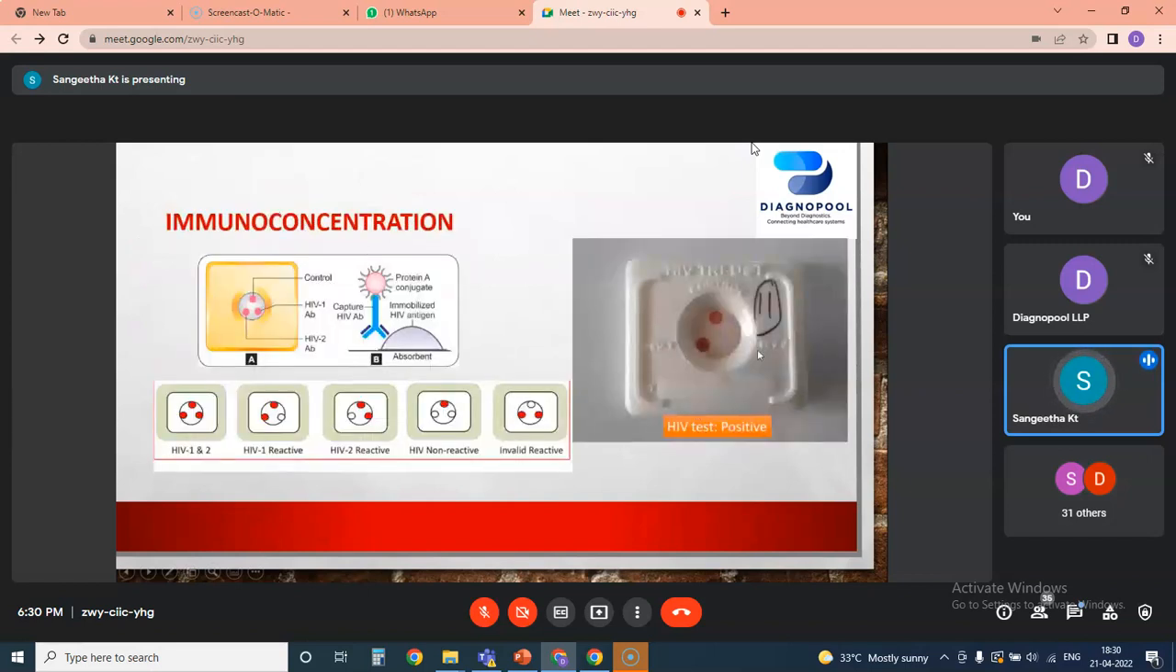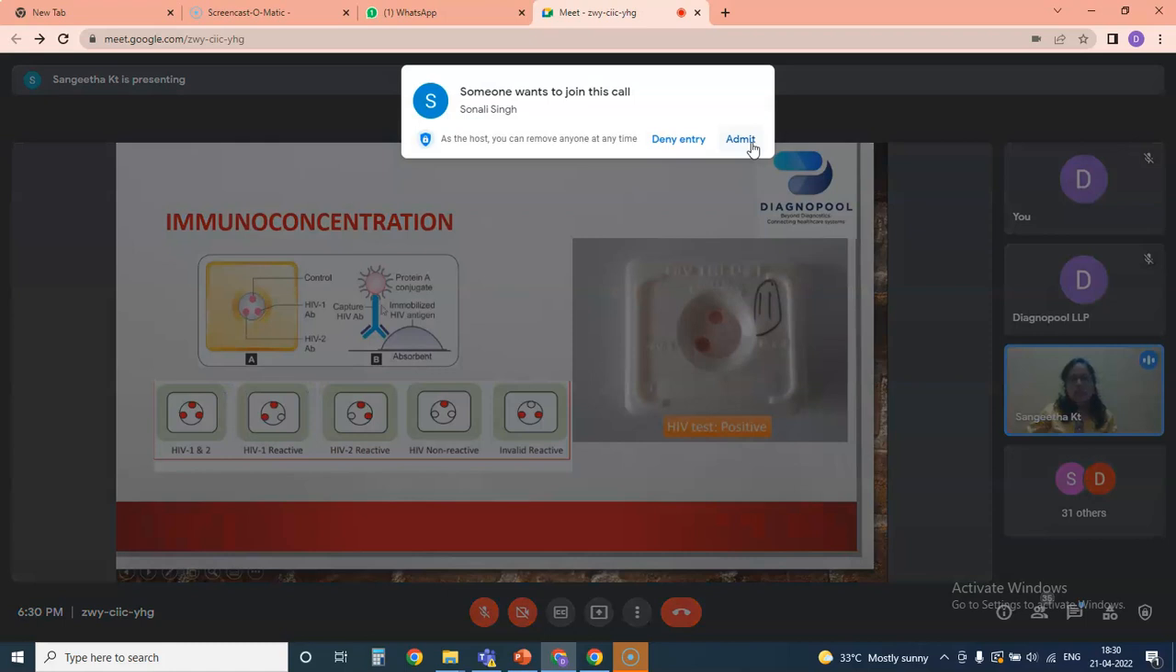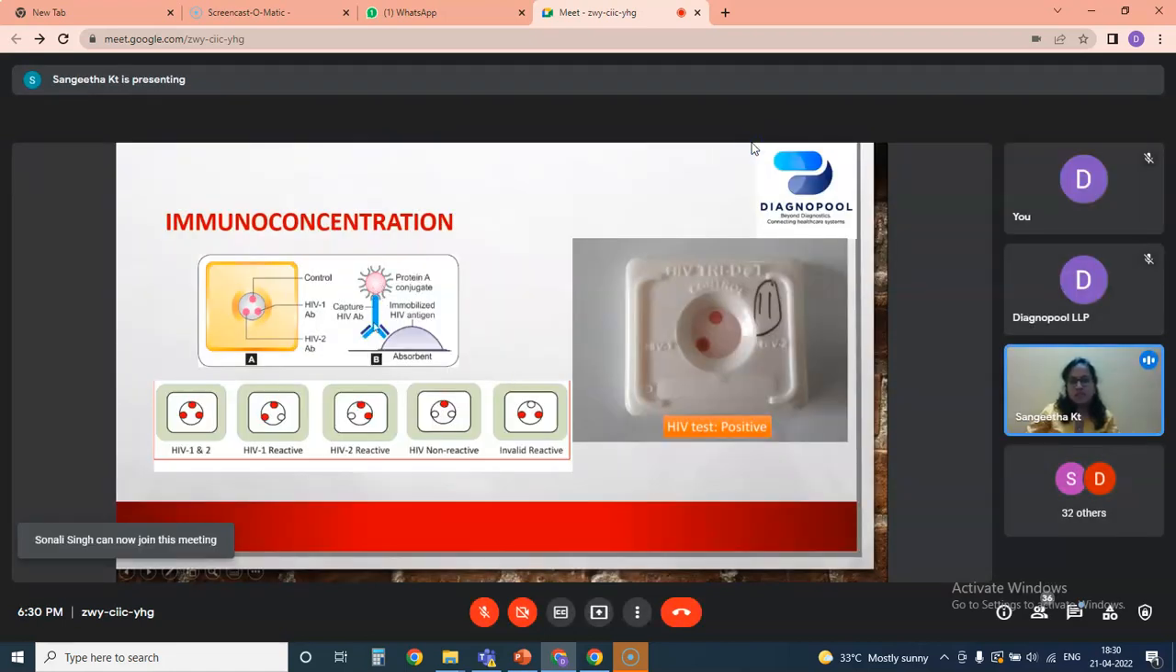Coming to immunoconcentration, used in almost all labs, we have the tri-dot system, which has the antigens embedded in a porous membrane. When you add the sample along with the reagents, the sample gets drawn into the porous membrane. Here you have the membrane or the absorbent pad, where the HIV 1 and 2 antigens are embedded. When the sample along with the reagents passes through it, the antibodies are captured onto the HIV antigens present on the absorbent membrane. Then when you add a protein A conjugate, it binds with the Fc region of the HIV antibody and produces a red color, which helps in identification. So here is a case where it is both HIV 1 and HIV 2 positive. This is HIV 1 reactive, and if a control band doesn't appear, it is an invalid test. That is the immunoconcentration method, and the most common is the tri-dot.